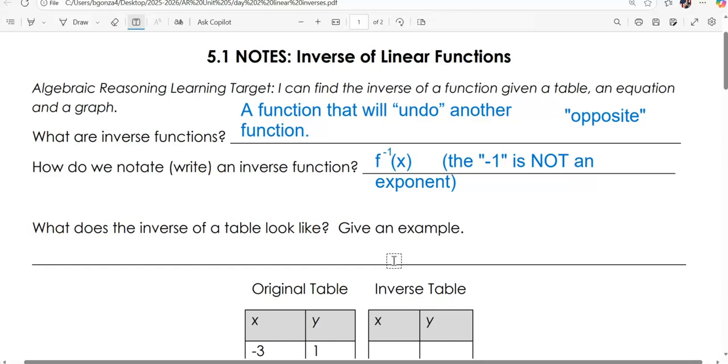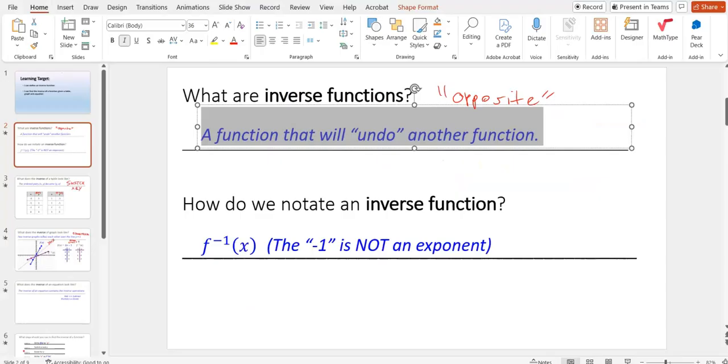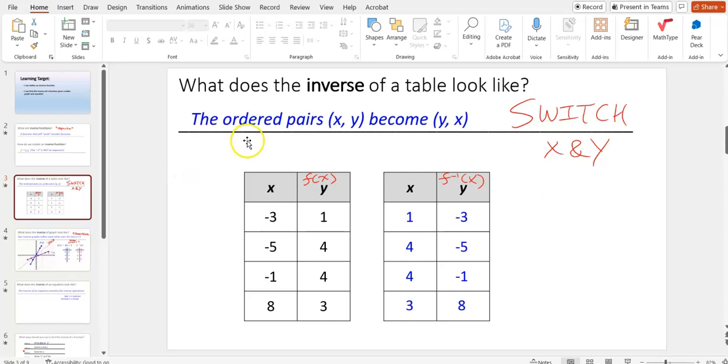All right, so far you should have it like this. The function that will undo another function, or the opposite. How do you notate it? You put f with a little negative 1x. All right, is everyone ready for that third line? So what does the inverse of a table look like? Give an example. Here's an example.